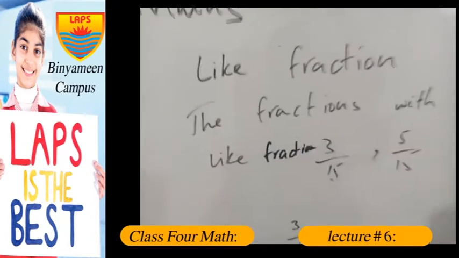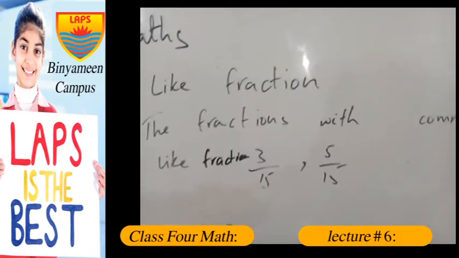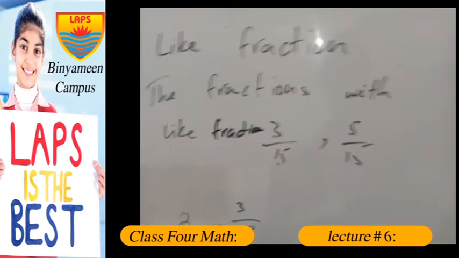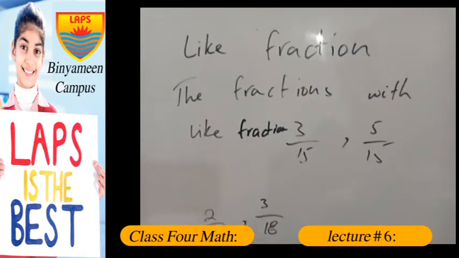Like the first one given here, 3/15 and 5/15. Now the numerators are different, like 3 and 5 are not the same values, but both of these have 15 as a denominator, which makes them like fractions.